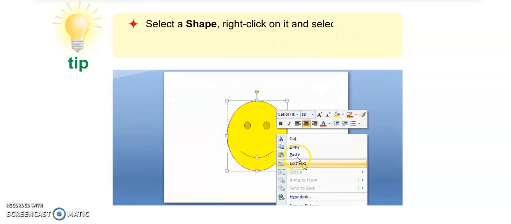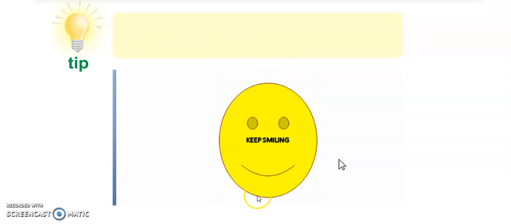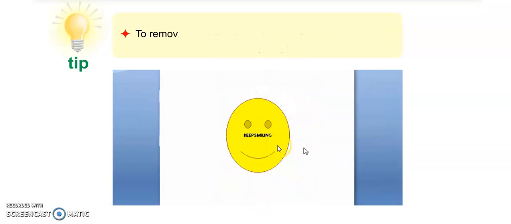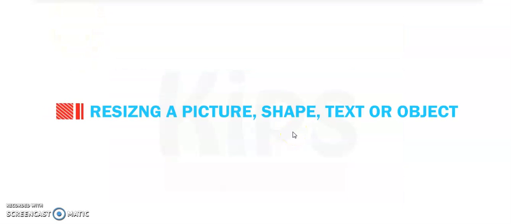Then select a shape, right click on it and select the Edit Text option. The insertion point appears in the shape so that you can type. And to remove any shape, select it and press the Delete key.